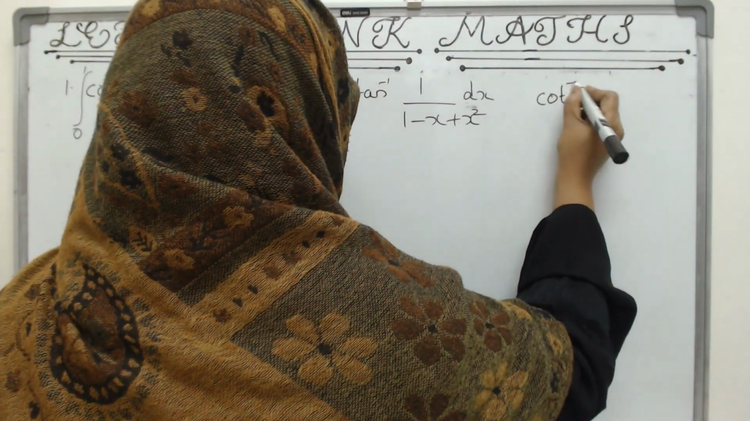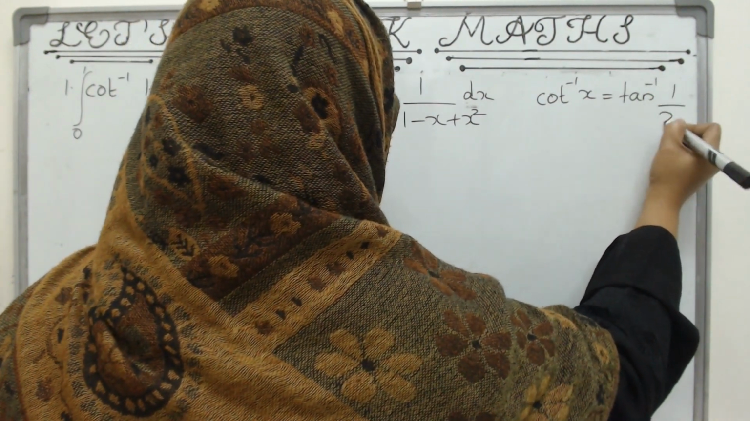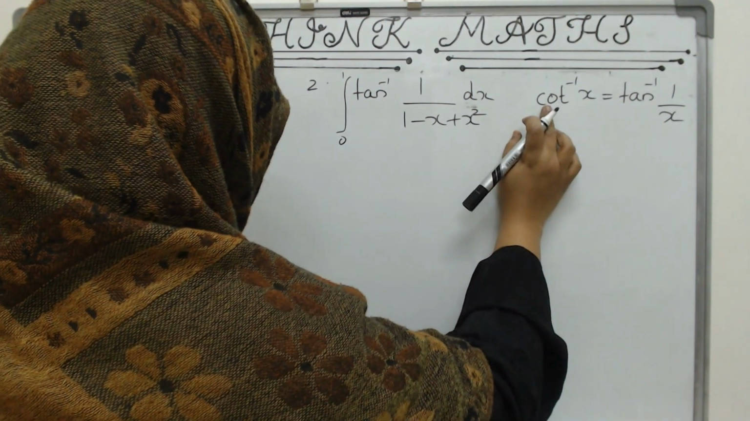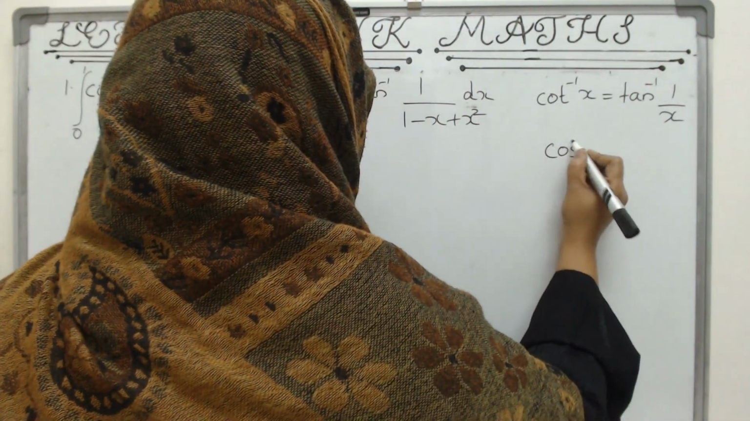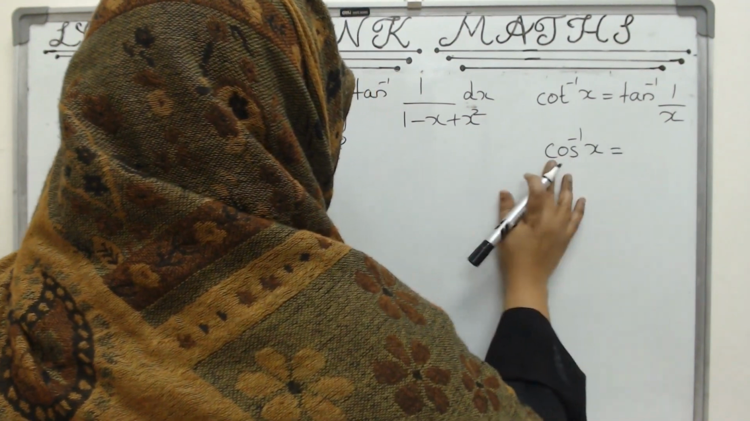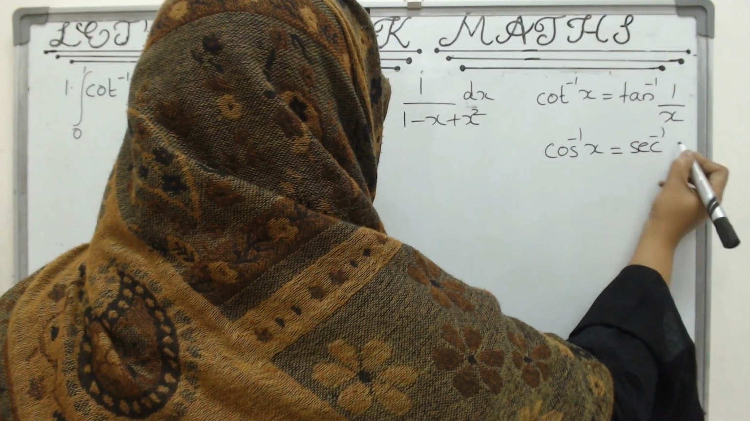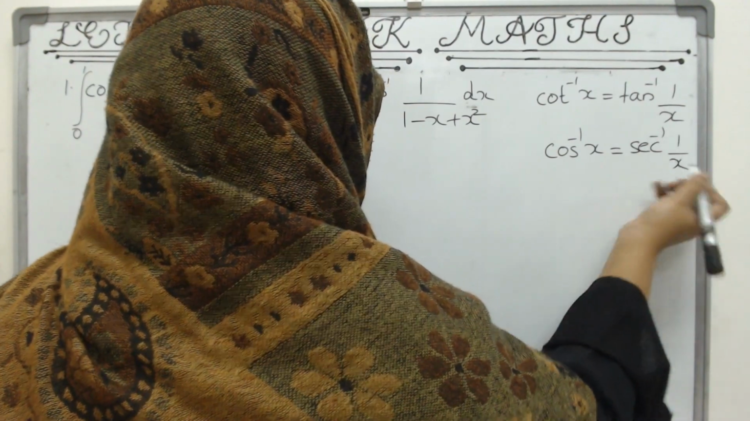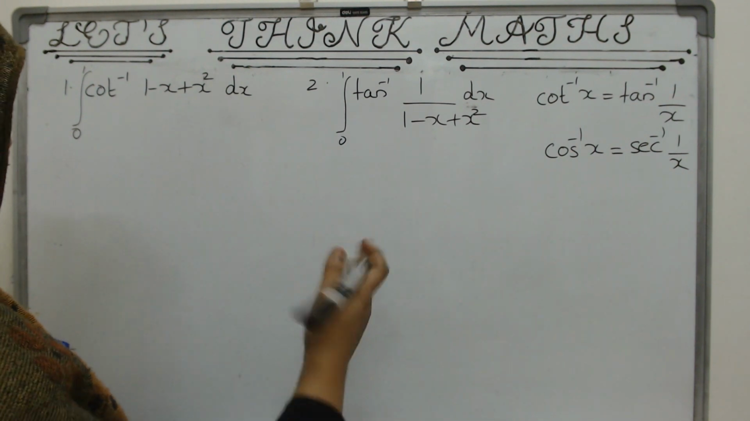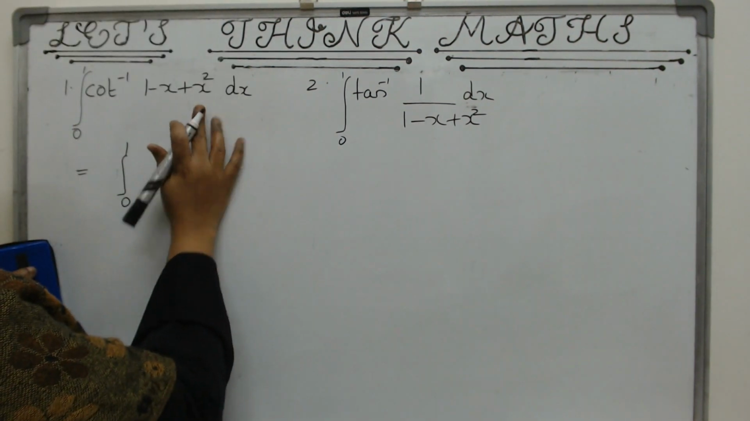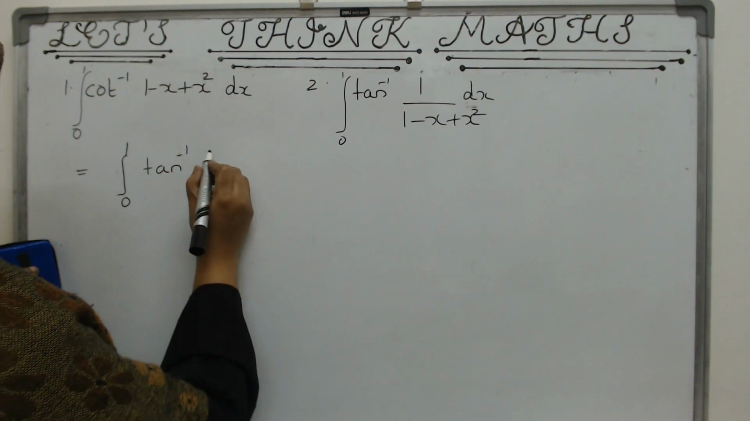Cot inverse of x is equal to tan inverse of 1 by x. It is not just for cot and tan. For sine also it is the same, cos also it is the same. You will have cos inverse of x is equal to, what is the inverse of cos? It is secant, right? So this is equal to secant inverse of 1 by x. So all the three trigonometric functions follow the same rule. Cot inverse of x is equal to what? Tan inverse of 1 by x.